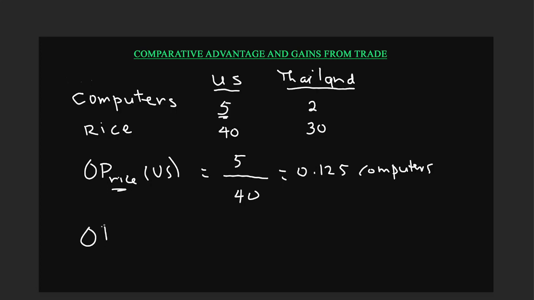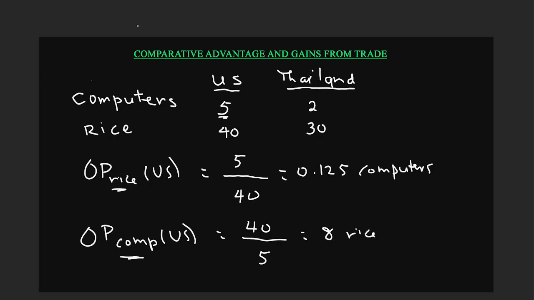Okay, so what is the opportunity cost for producing computers for the United States? Again, don't forget, whatever we calculate goes in the denominator. So computers 5, rice 40. Now, the opportunity cost of producing computers is 8 bags of rice. All right, so this is for the United States.